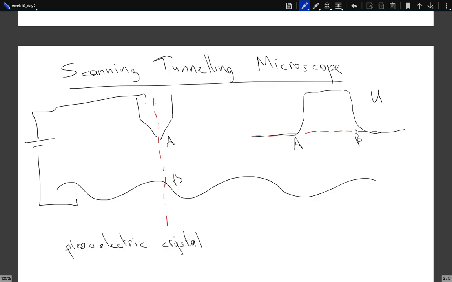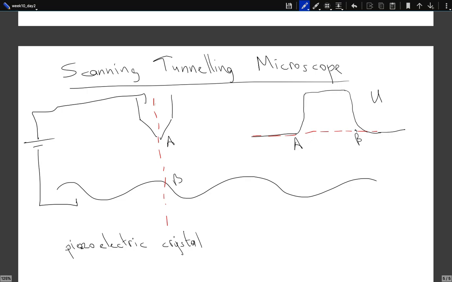For example, if this tip comes over here, L is now much larger. So the current drops. So if you want to keep the current constant, you have to move the tip downward, so that after some time, the distance will be more or less the same. The probability will be the same, so you recover the initial current. But then you know how much you have moved the tip down. So you know how much the surface went down. That is one way. The other way is just you keep the height constant and measure how the current changes.